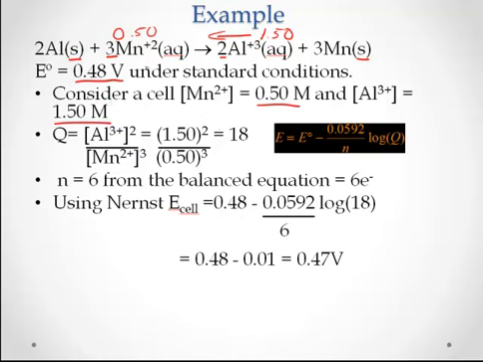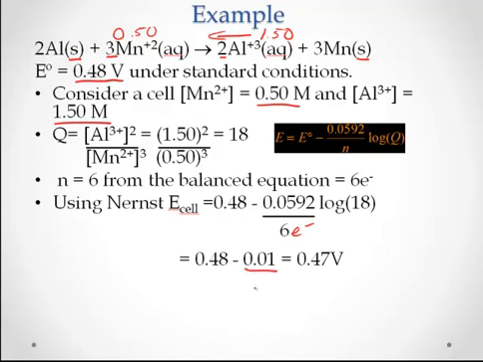Now when you balance this out, you've got 3 electrons and 2 electrons. And so the least common multiple of 3 and 2 is 6 electrons. So without showing you both those reactions, because we've already done it in this podcast, this is 6 electrons right here. So when I take the 0.48 and I subtract this value times the log of 18, I get this number right here.